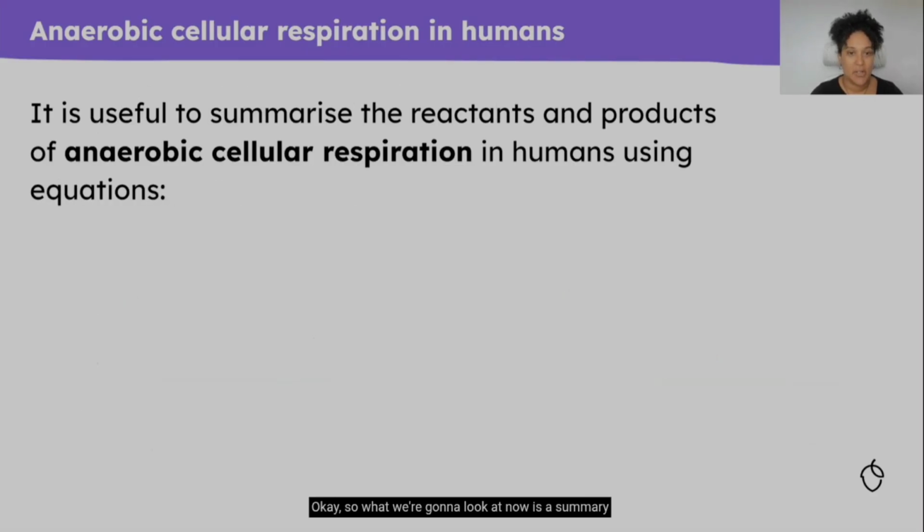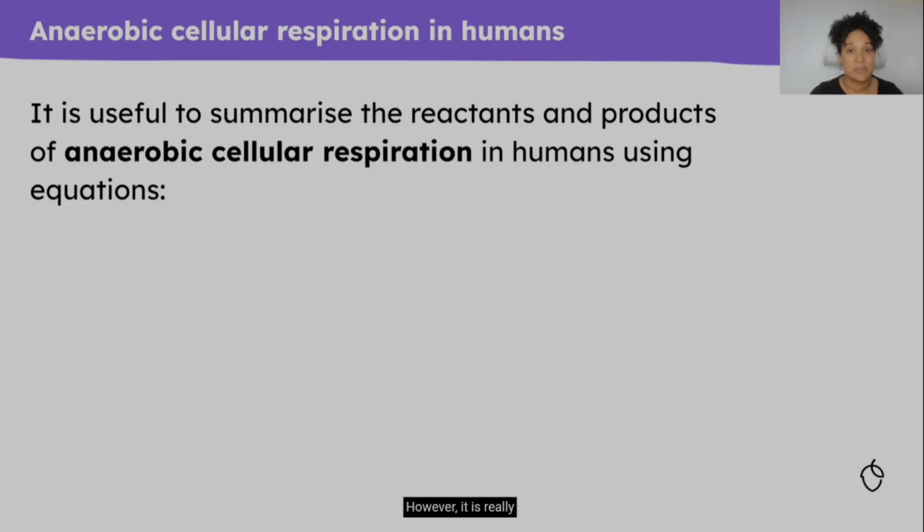Okay, so what we're going to look at now is a summary of the reactants and products of anaerobic cellular respiration. We're going to put them into equations. Just like aerobic cellular respiration, anaerobic cellular respiration isn't just one chemical reaction, it's a series of different chemical reactions. Kind of in my definition at the start, I called it a chemical process.